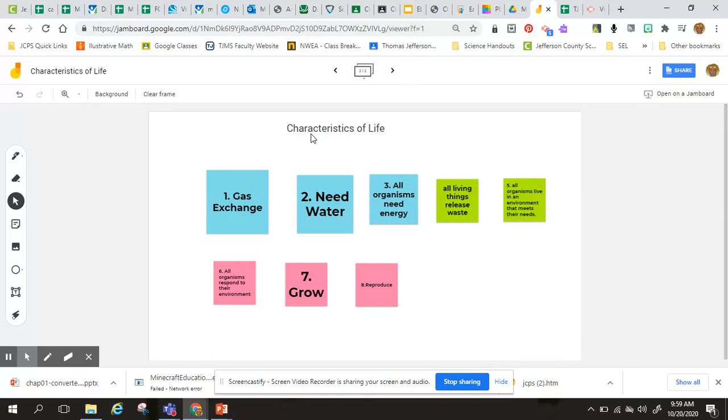And then these are the characteristics of life that we learned about, the 8. They all have gas exchange, they all need water, all organisms need energy, all living things release waste, all organisms live in an environment that meets their needs, all organisms respond to their environment, all organisms grow, and all organisms reproduce. In order for something to be alive, it has to do all 8.